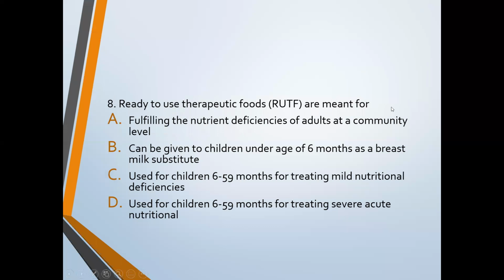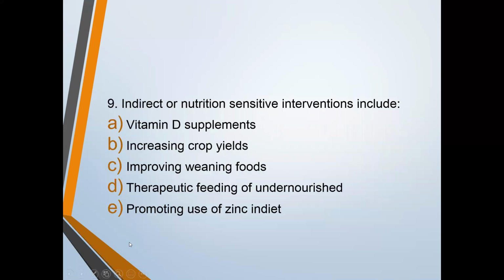Ready-to-use therapeutic foods are meant for fulfilling the nutrient deficiencies of adults, can be used for children under 6 months as breast milk substitute, used for children 6 to 59 months treating mild malnutrition deficiencies, or used for 6 to 59 months treating severe acute nutritional deficiencies. Delta. Yes, it's right, delta.